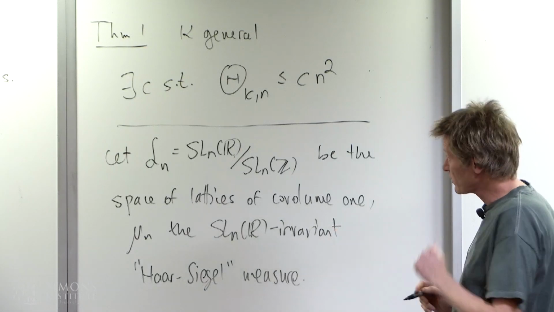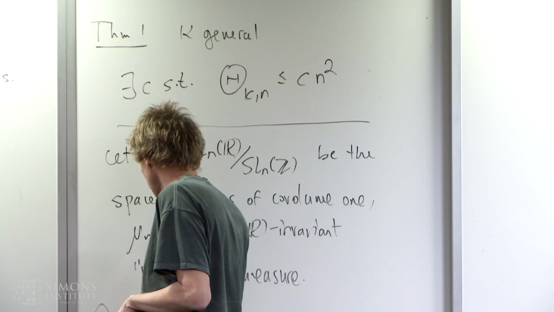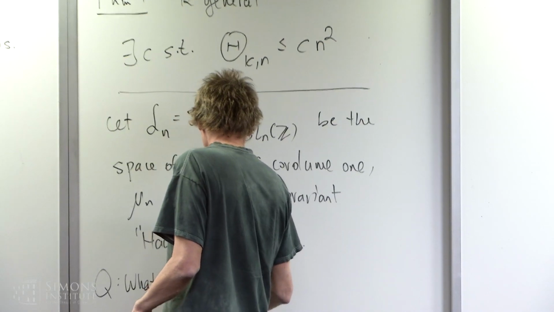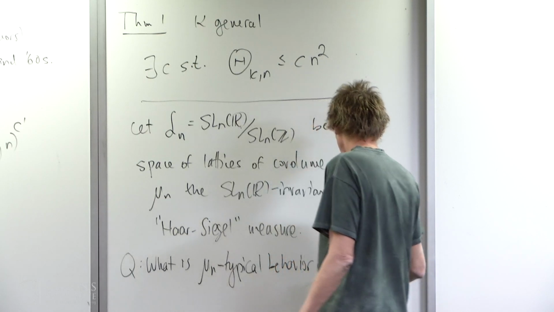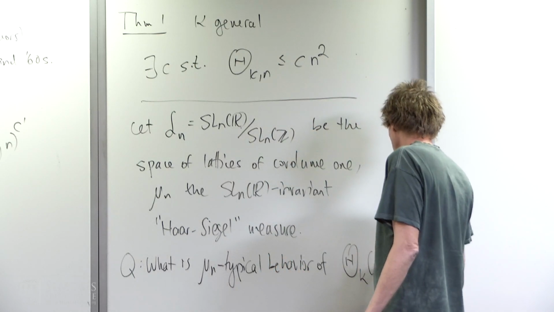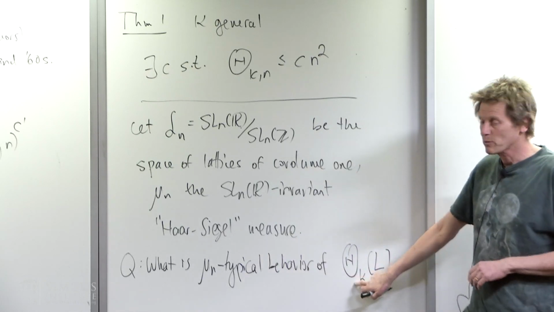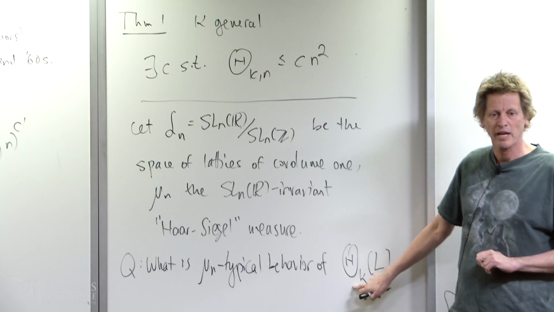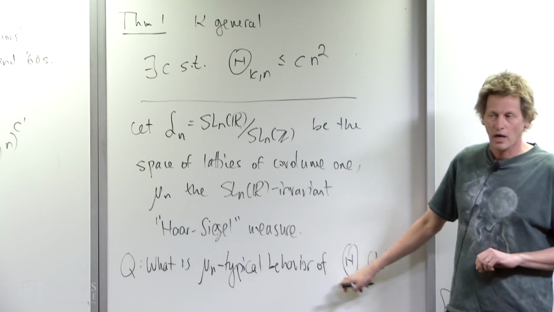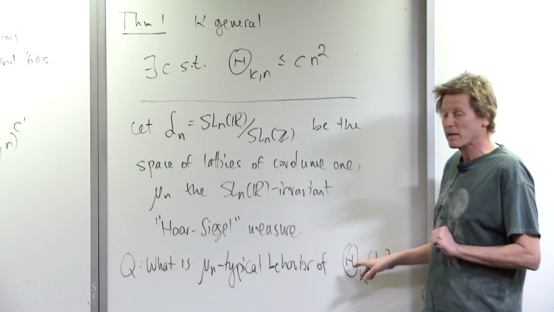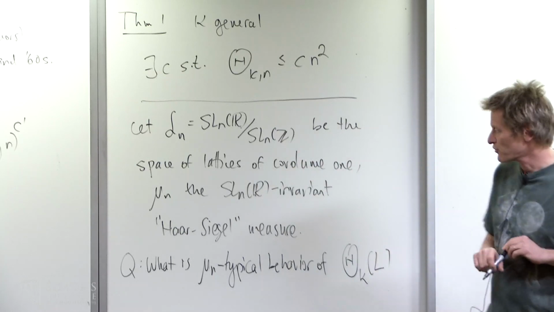Okay, so with respect to this measure, it was not known, so let me write that as a question. What is the mu n typical behavior of this quantity? So L is a lattice. It's chosen at random with respect to this measure mu n, and we want to know how big this theta k can be. And let me just remind you that theta k has an obvious lower bound of 1. With respect to this measure, its expectation is actually infinite. So you can have arbitrarily large covering volumes.